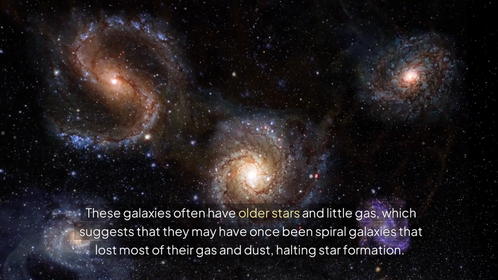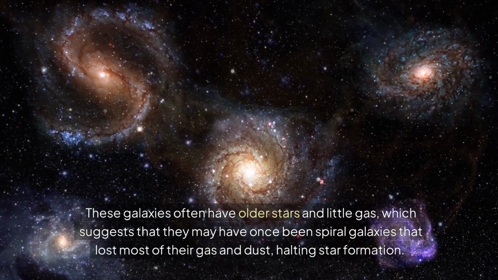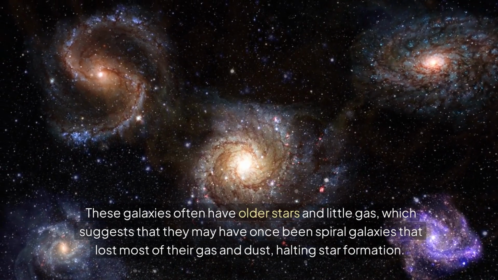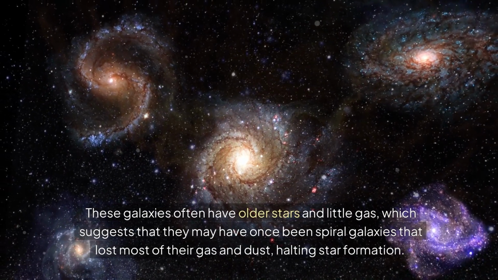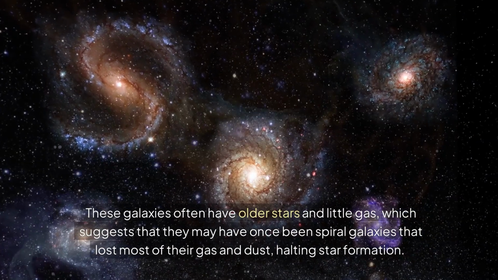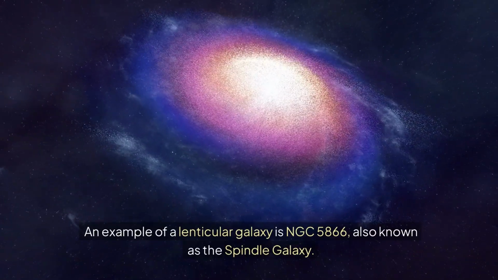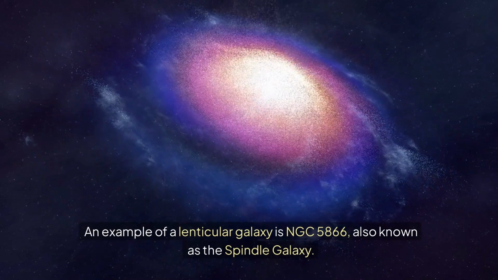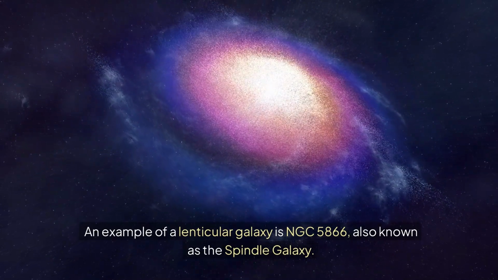These galaxies often have older stars and little gas, which suggests that they may have once been spiral galaxies that lost most of their gas and dust, halting star formation. An example of a lenticular galaxy is NGC 5866, also known as the Spindle Galaxy.